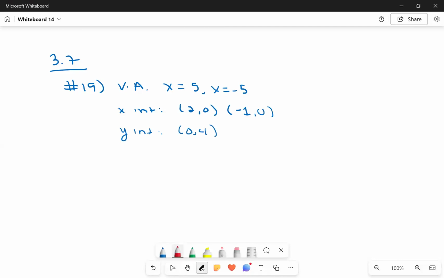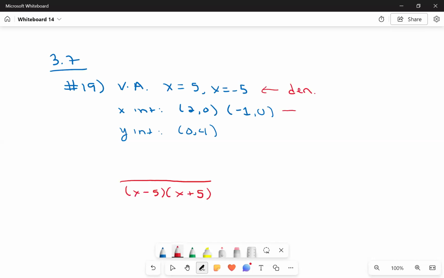So the vertical asymptotes, these are going to be the denominators. That's going to form the denominators. So if x can't be 5 or -5, then in our denominator, that's going to translate into x minus 5, x plus 5. I'm writing them in factored form. See that? Okay, so that's the vertical asymptotes.